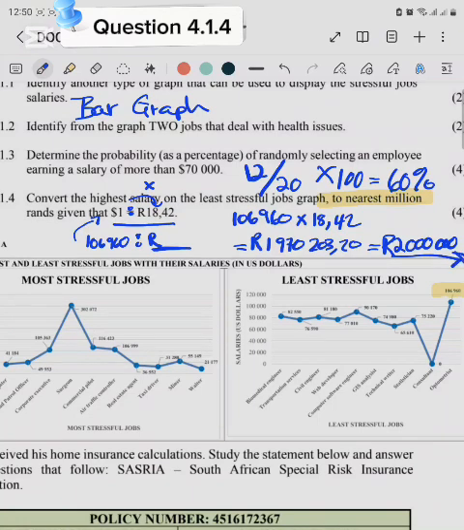Just a note here, you must show these in-between steps. If you just write the 2 million and nothing else, you will get 1 out of the 4 marks. Show all of the in-between steps as well for that one.